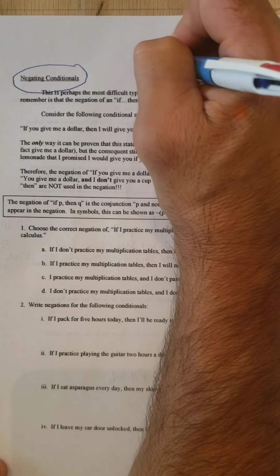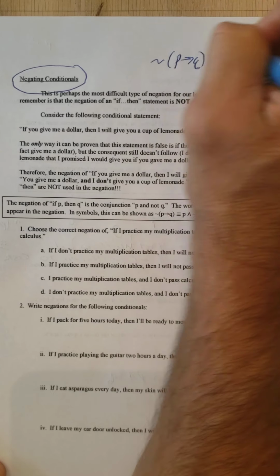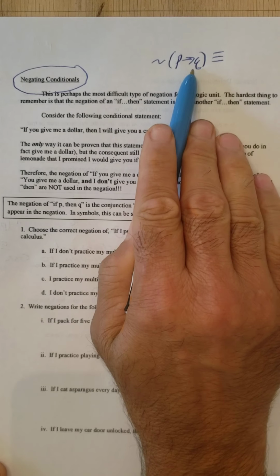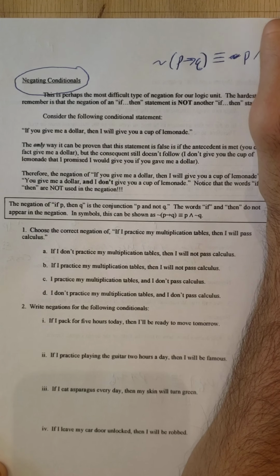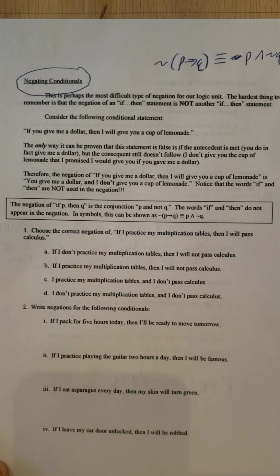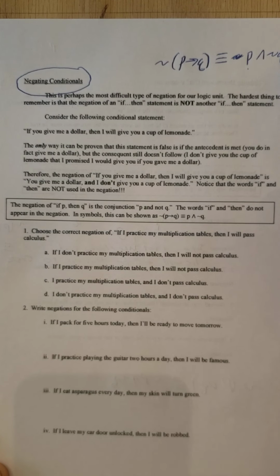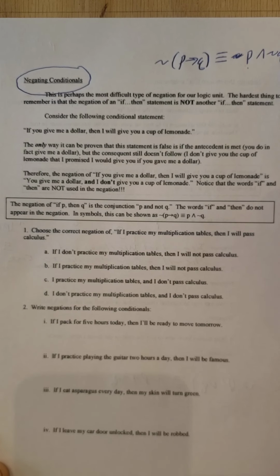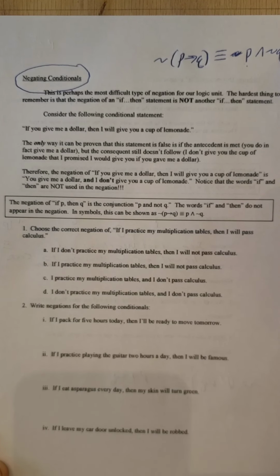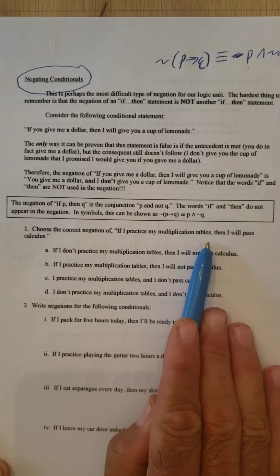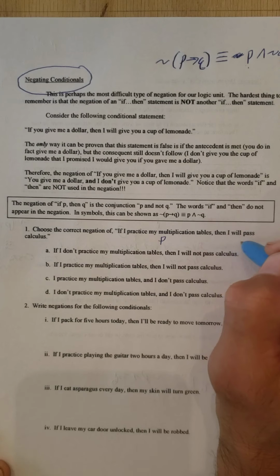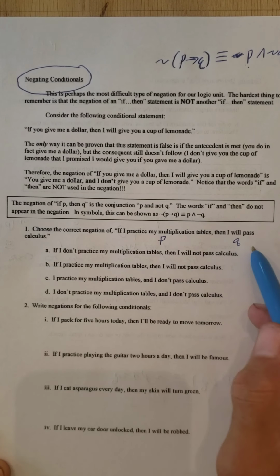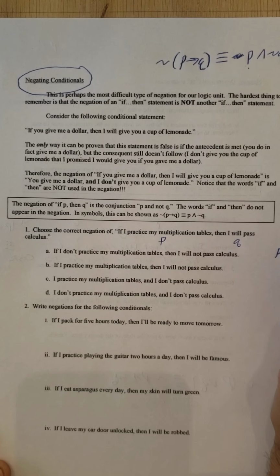So the negation of if P then Q, the negation of this is P and not Q. So I give you $1 and I don't give you lemonade. Okay? So these are the tricky ones. So what is this? If I practice my multiplication tables, I will pass calculus. So this is P and this is Q. So to negate that, I'm looking for P and not Q.